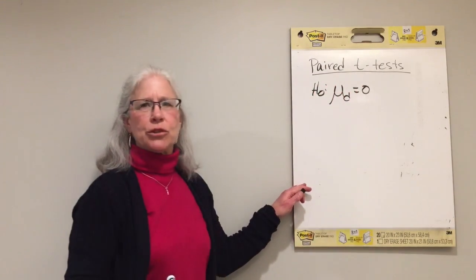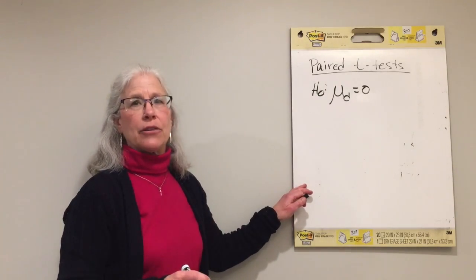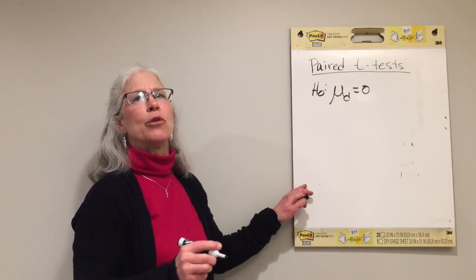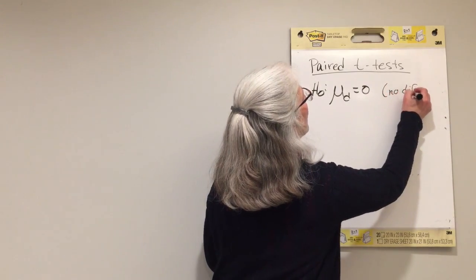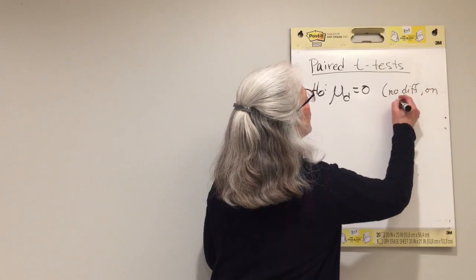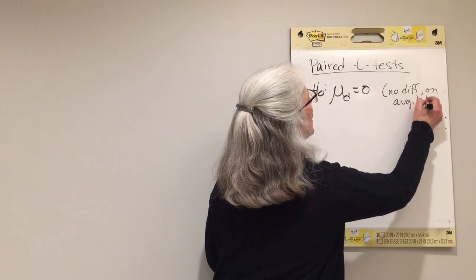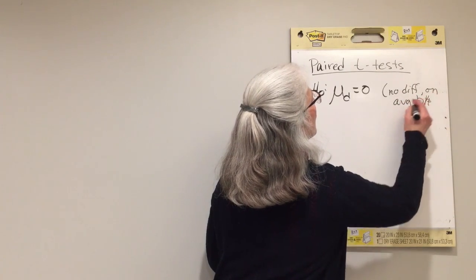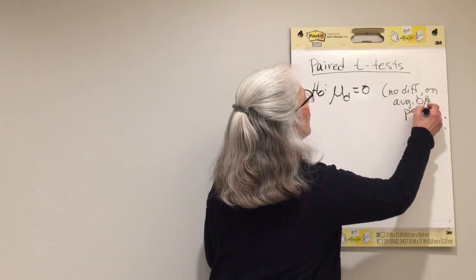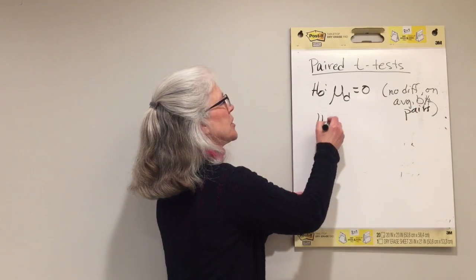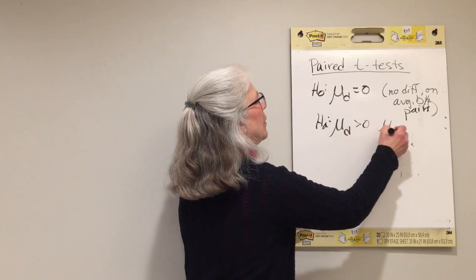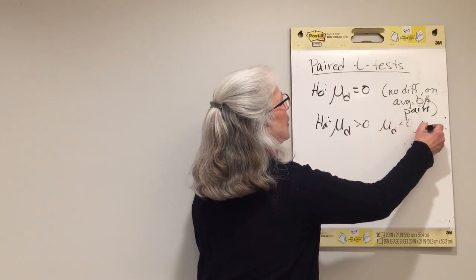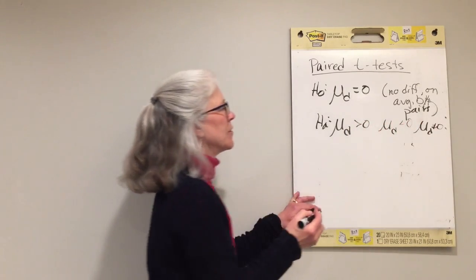So our null hypothesis is always equal to, and it's always that there's nothing going on. So in this case, nothing going on would be no difference on average. No difference on average between the pairs. And then the alternate, is there some sort of a difference? Positive, negative, or just some sort of a difference.